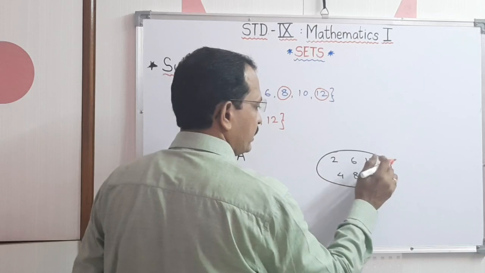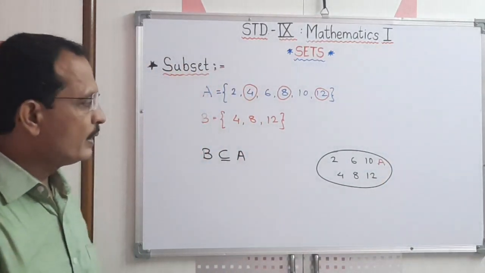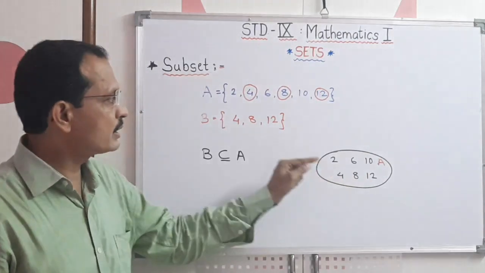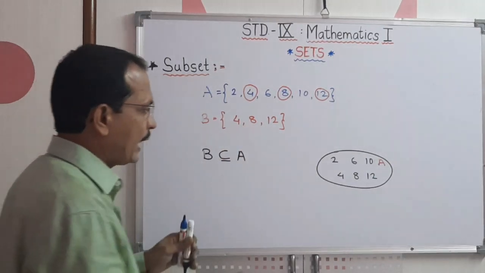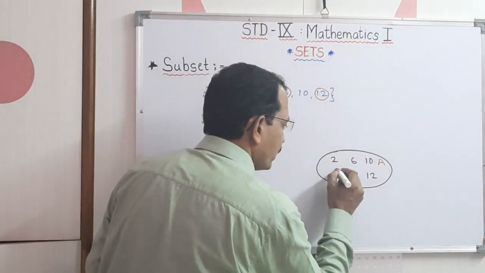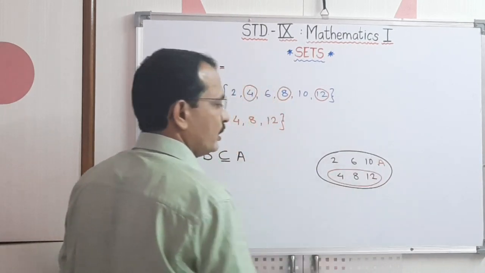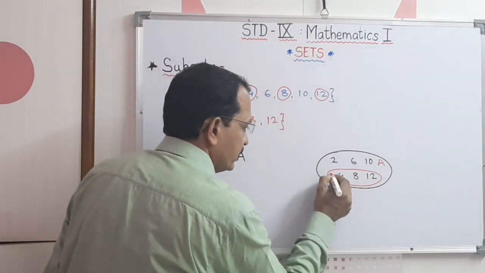Therefore, I write here A. Now observe these 3 elements 4, 8 and 12. These are the elements of set B: 4, 8 and 12. Therefore, I represent this set by using another Venn diagram.